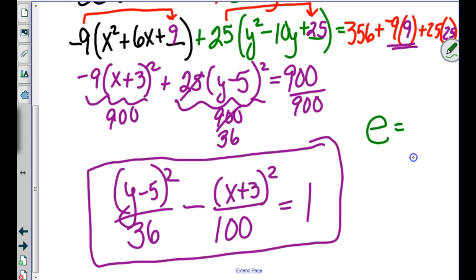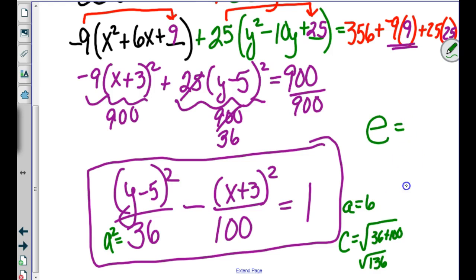What's A? Yeah, it is a hyperbola, so it's the one under the positive term, which remember we had to re-switch these around. So this is A squared, A is 6. How do we find C? Okay, so 36 plus 100, and then we got to square root that. But remember I said it's okay to give me a decimal. So square root of 136 divided by 6.